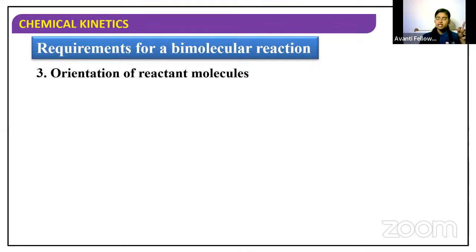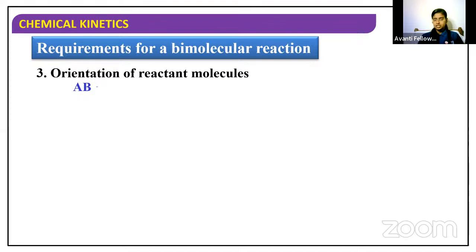What is the first factor? Collision. Two molecules should collide with each other. Second is energy. A minimum amount of energy is required to get activated. Third is the orientation of the reactant molecules.